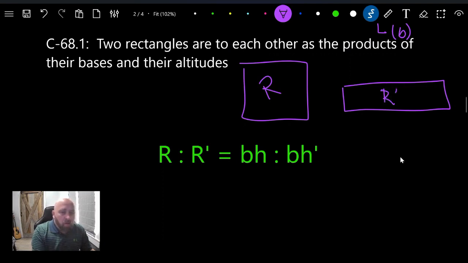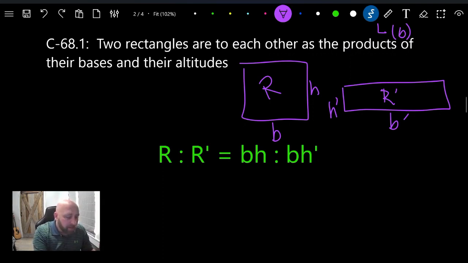Now, these two areas are to each other, or in other words, it's proportional based on what? Okay, so what makes these two things equal or proportional? Their base and their height. So over here you would have the base prime and the height prime. If you take these and multiply them together, you find the area.